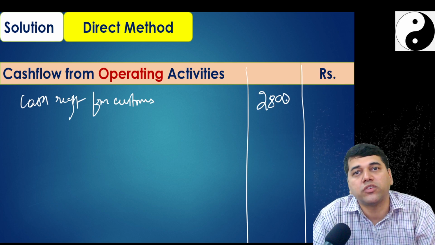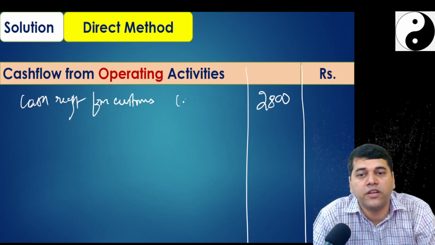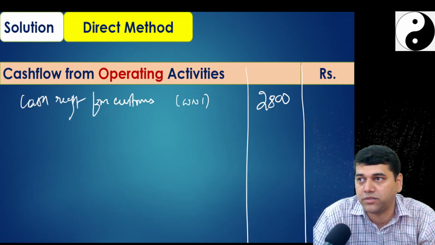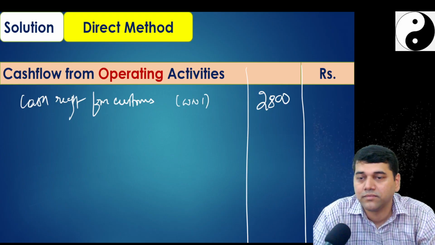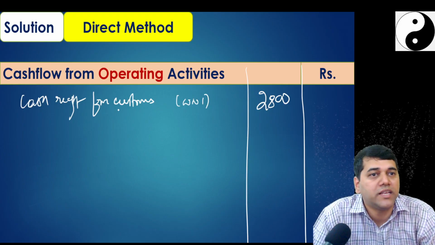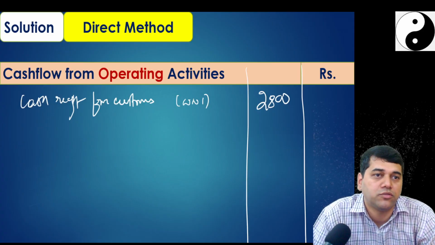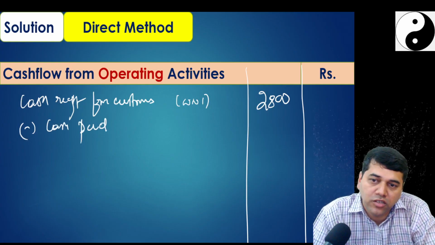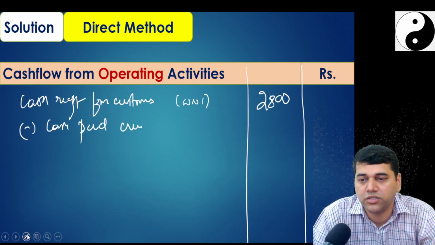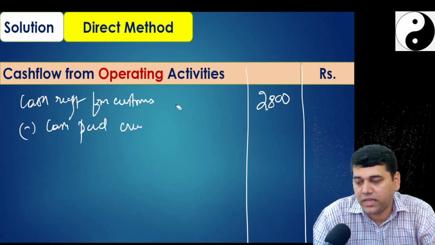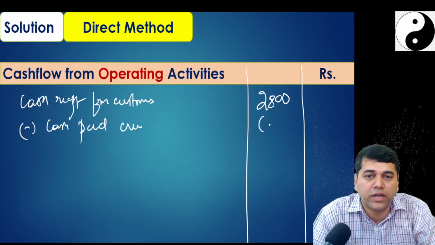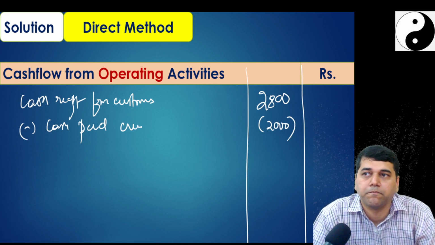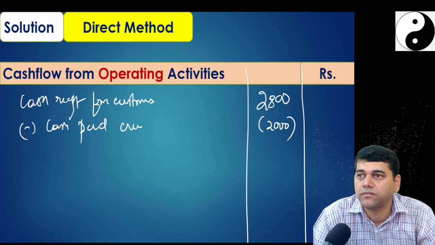If this cash account was not given, you would have said working note number 1, and first you should have calculated the cash from the customer. Then what other operating activities are there from the cash account? Payment. So less cash paid to creditors. How much? Again, since the cash account has avoided one working note, otherwise I would have done a working note there. We are in question 1.